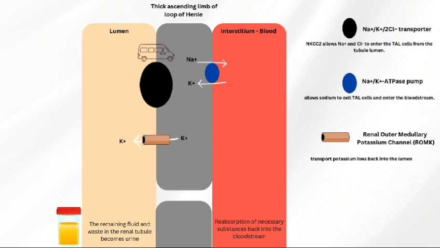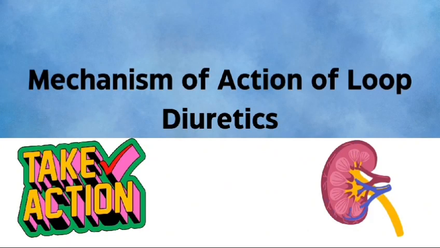Potassium ions brought into the cell by the sodium-potassium-chloride cotransporter and the sodium-potassium ATPase pump are transported back into the lumen through potassium channels on the apical membrane. The positive charge in the lumen caused by potassium recycling promotes the paracellular reabsorption of positively charged ions, including sodium, magnesium, and calcium. So, what about the mechanism of action of loop diuretics?